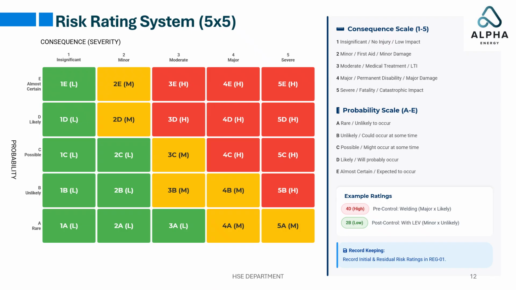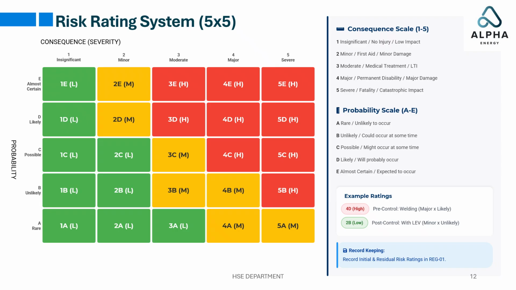The risk rating system, 5x5, is used to evaluate and prioritize risks by combining consequence (severity) and probability (likelihood), using a standard risk matrix. The consequence scale, 1 to 5, measures the impact of an incident, ranging from 1, insignificant, no injury or low impact; 2, minor, first aid or minor damage; 3, moderate, medical treatment or lost time injury; 4, major, permanent disability or major damage; to 5, severe, fatality or catastrophic impact.